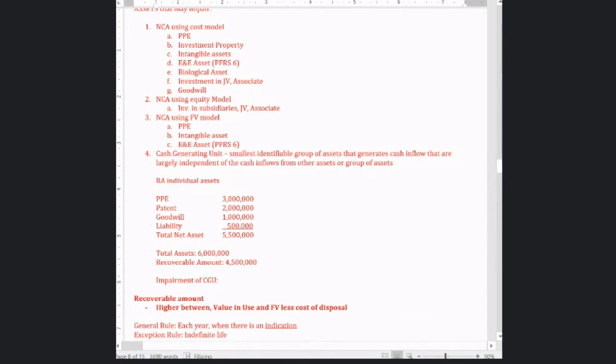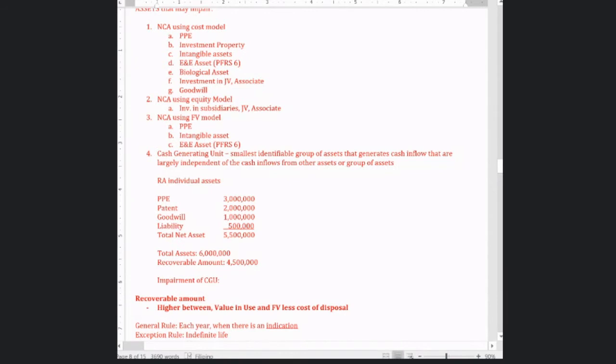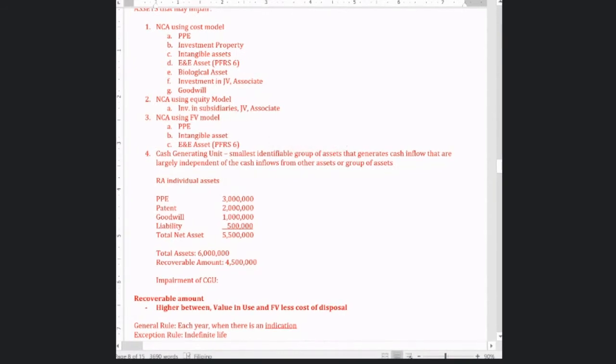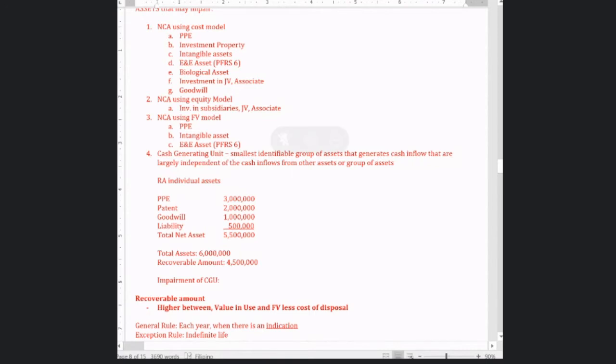Wait lang, tignan ko lang yung mga nag-aaway na aso. Ayan, sorry sa patalastas. Napahinto na namin yung mga aso.